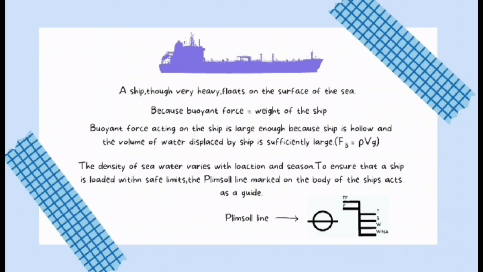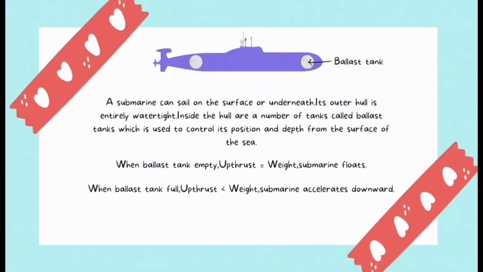Next, the submarine, which can float as well as dive in water, also applies Archimedes' principle in its mechanism. Submarines have a watertight outer hull with tanks known as ballast tanks inside the hull. These tanks are the key to control the position as well as the depth of the submarine. When the ballast tank is empty, the weight of the submarine is equal to the buoyant force or the upthrust acting on the submarine. Hence, the submarine floats. On the contrary, when the ballast tank is full, the upthrust or buoyant force is less than the weight, causing the submarine to accelerate downwards.